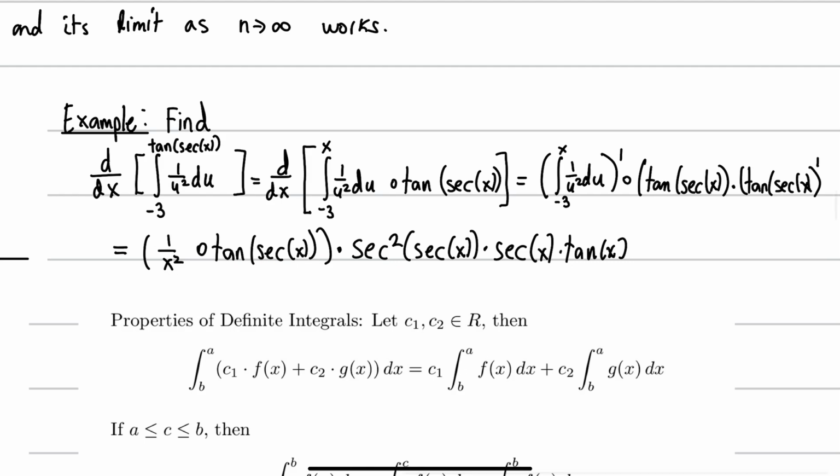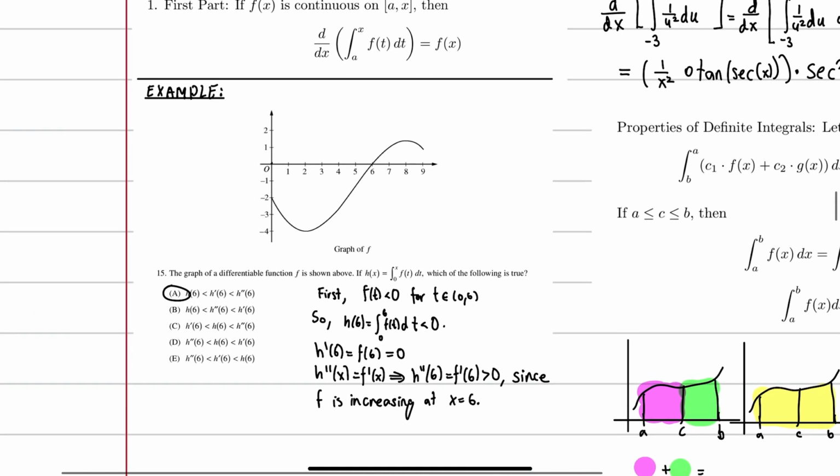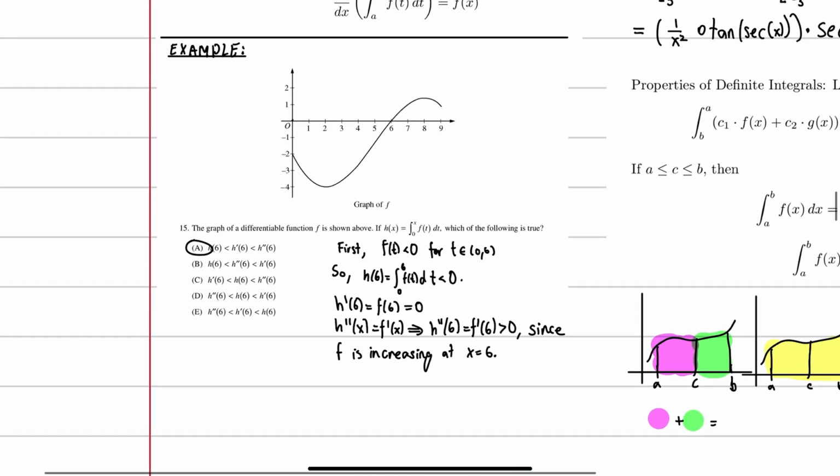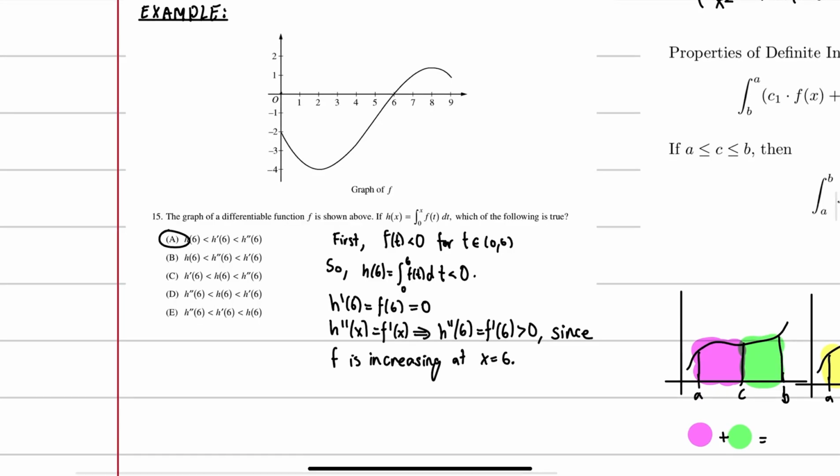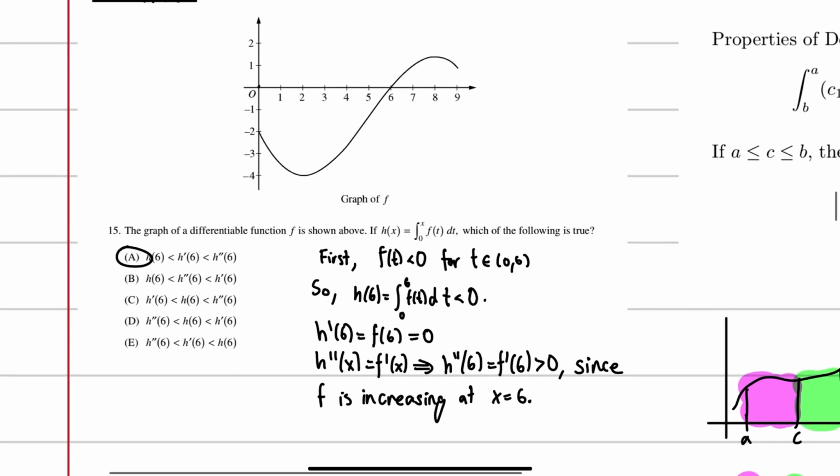That's no issue. Now, here's an example straight from a past exam or practice, I can't remember. It gives the graph, right? And it says the graph of a differentiable function f is given above. If h of x is the area function from 0 to x of f of t dt.